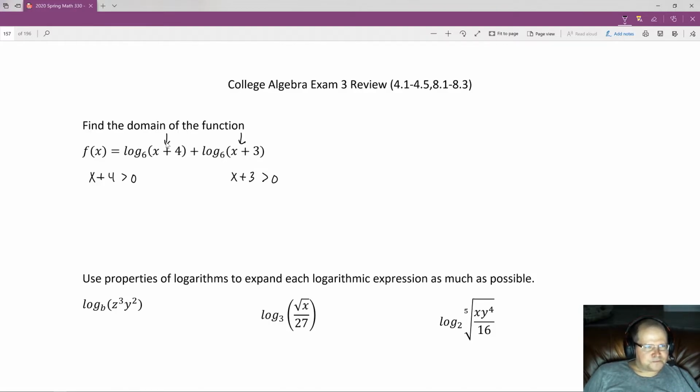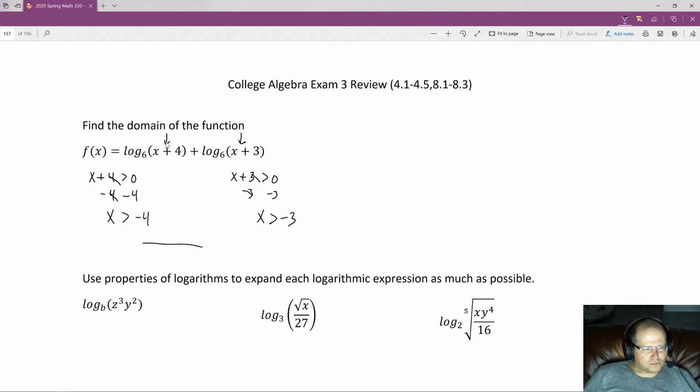So we could simply subtract 4 from both of these, and that would give me x is greater than negative 4. Or over here, minus 3, cancel, cancel. We could have x is greater than negative 3. Okay?